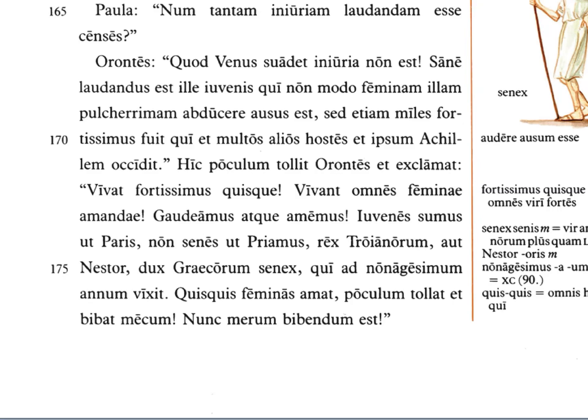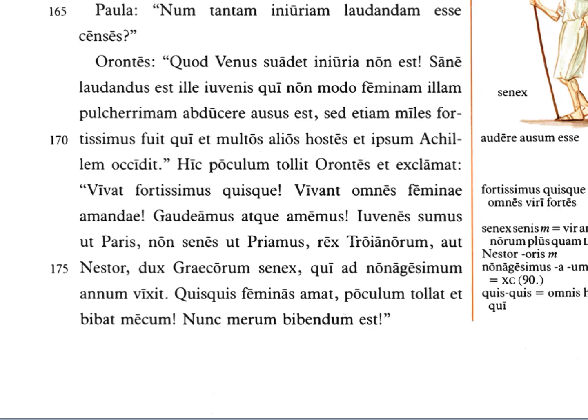Hic poculum tollit Orontes et exclamat. Here Orontes lifts up his cup, and he shouts out, Vivat fortissimus quisque! Let each most brave man live. It's kind of like long live each most brave man. So he's toasting brave men who do things like steal women away from their husbands. Again, Orontes is not my sort of a person.